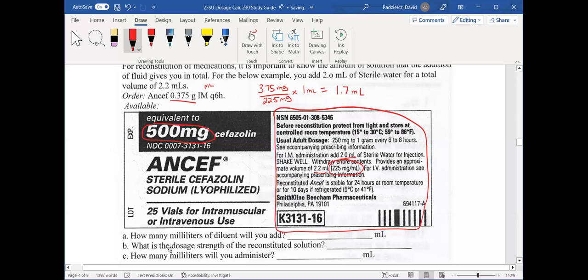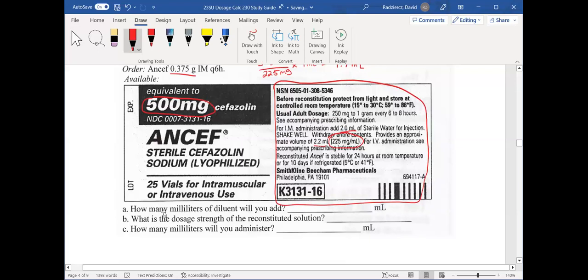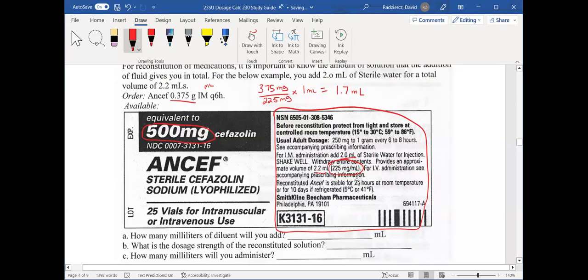These other questions down here, you're not likely to see. These were most likely copied out of a textbook of some sort, and it was basically how to go through this stepwise. But if you wanted to challenge yourself, you could go through these and say, okay, how many milliliters of diluent was added? 2 milliliters. What is the dosage strength of the reconstituted solution? That's the 225 milligrams per milliliter. How many milliliters will you administer? And that would be the 1.7 milliliters given the order.